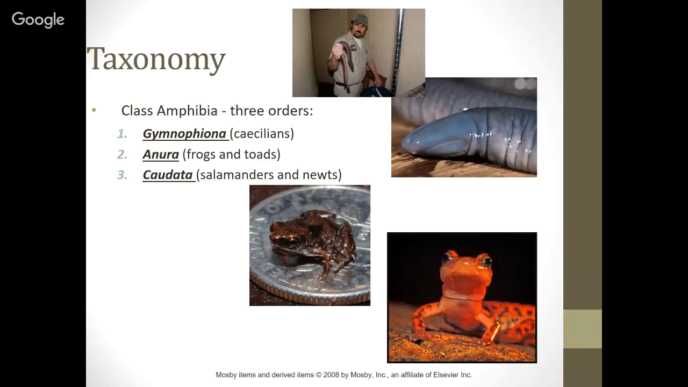Gymnophiona, which are caecilians. These are caecilians here. They are blind large worm-like creatures. You can see they have a mouth and nostrils, and the eye is covered with skin. We also have Anura. Anura are frogs and toads. And Caudata are salamanders and newts.